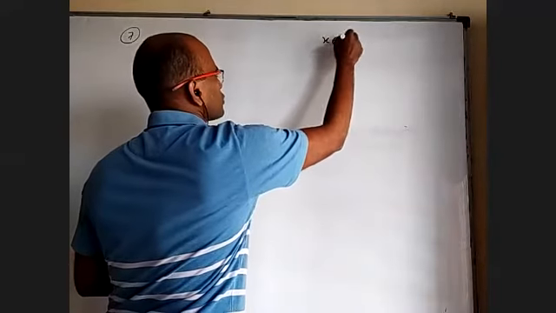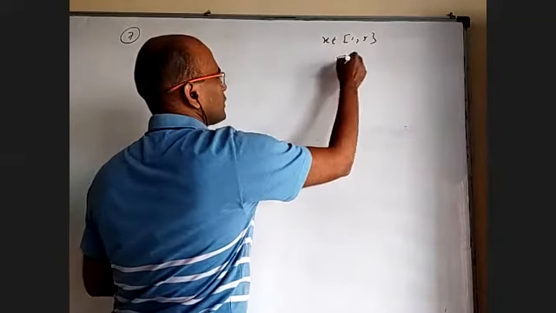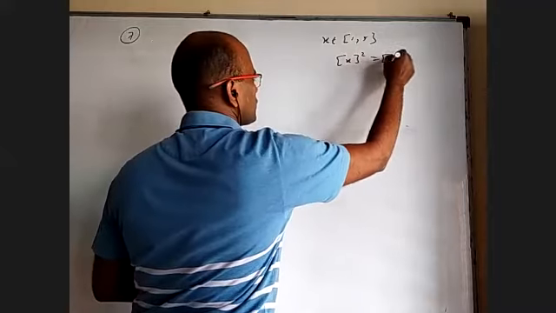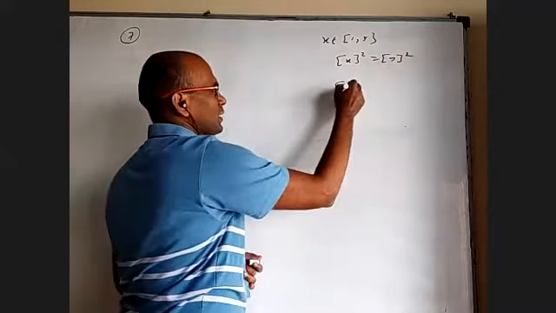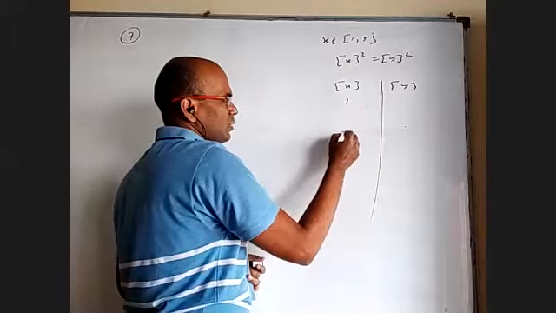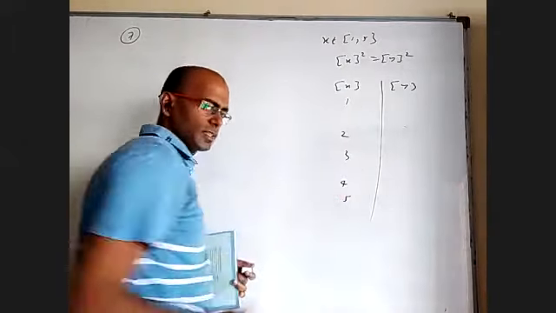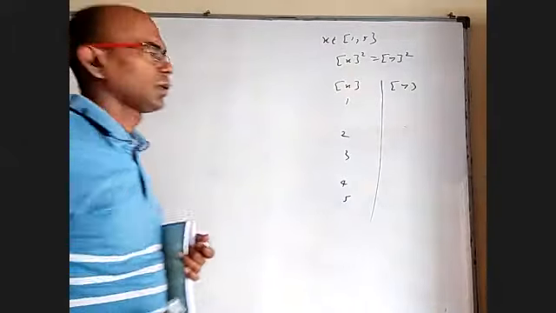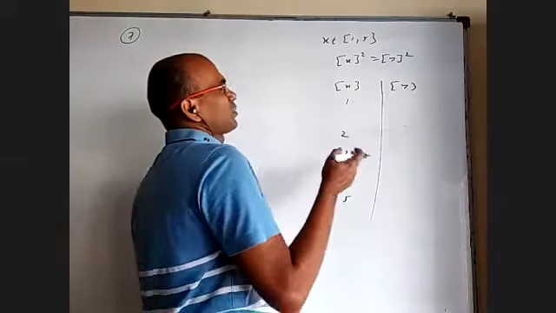X belongs to closed interval 1 to 5, and they want integer part of x equal to integer part of y whole square. So if you take integer part of x and integer part of y, this can be 1, 2, 3, 4, 5, only these values. Of course, 5 is only at one point.